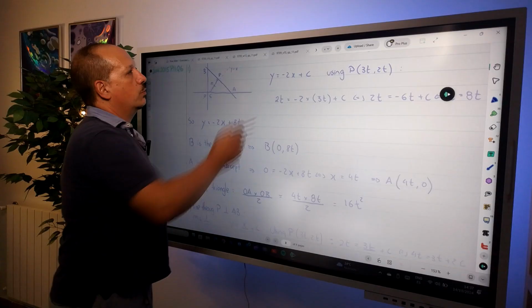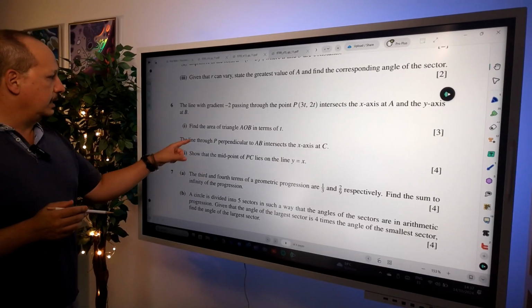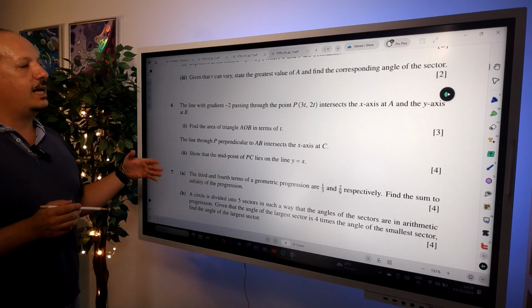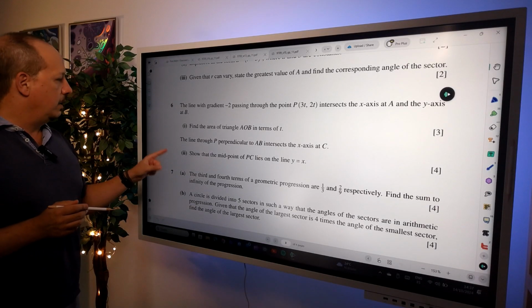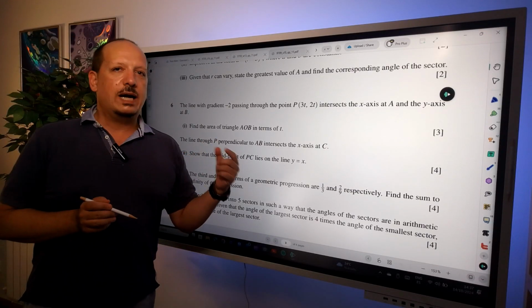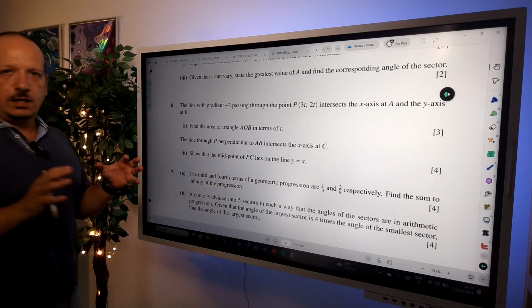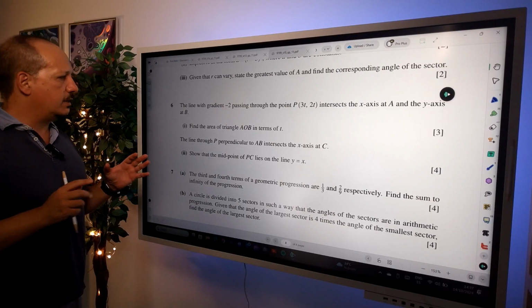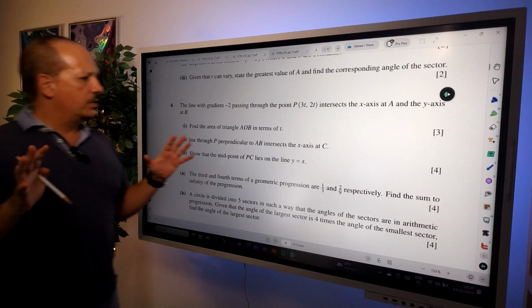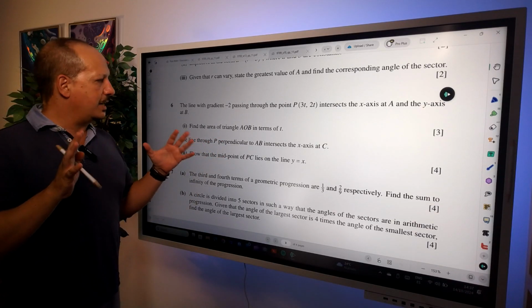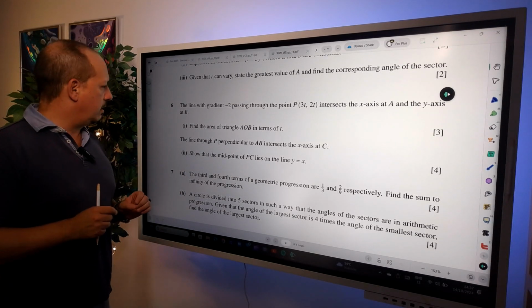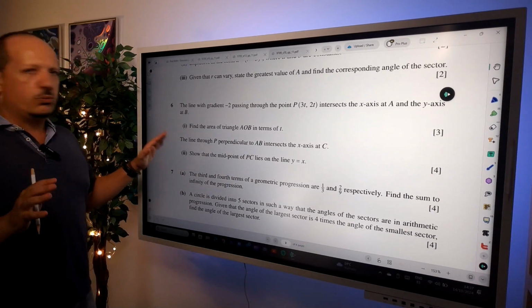The second part of the question is: the line through P perpendicular to AB intersects the x-axis at C. Show that the midpoint of PC lies on the line y equals x. There's a lot of information here. You should not start stressing because you have so many things condensed in a very short sentence. Let's break it down calmly as we go.